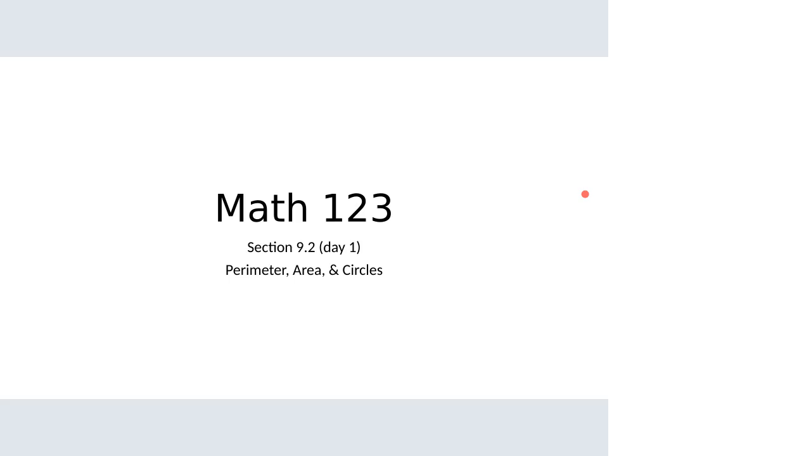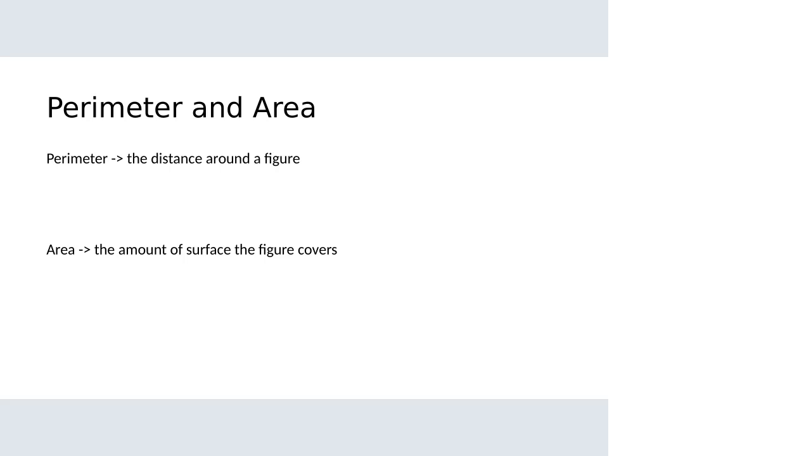Okay, let's dive in. Perimeter, area, and circles are the topics we're going to look at today. We're going to start with perimeter and area. The perimeter is the distance around a figure. So if we had, say, a rectangle and we were going to walk all the way around this rectangle, how far would we go? That's the perimeter of a figure, the distance around.